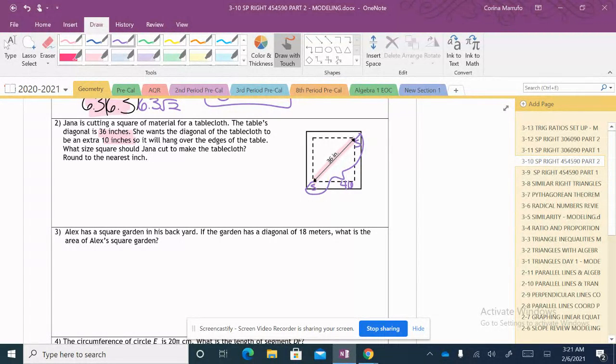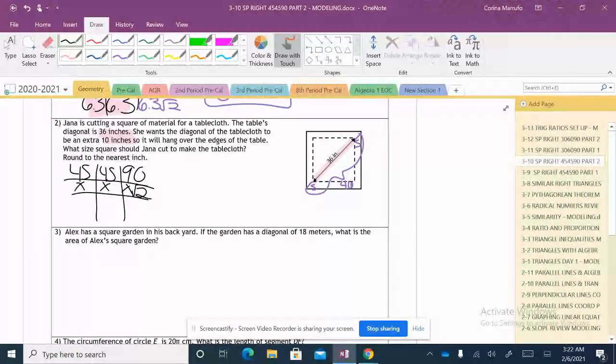I'm going to do the same thing and start off by making my table. So I make my 45, 45, 90, x, x, x times the square root of 2. The one across from my 90-degree angle is the one they gave us, the longest side, or hypotenuse. So right there, I'm going to put the 46.